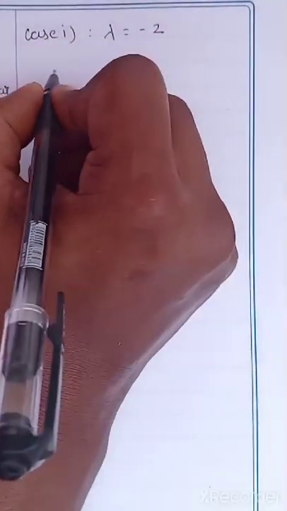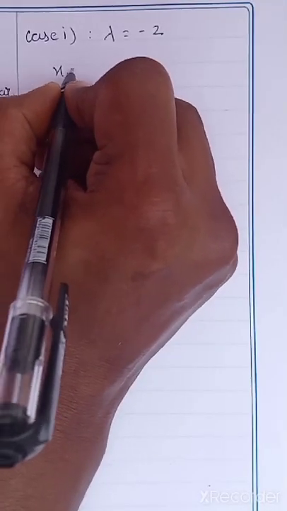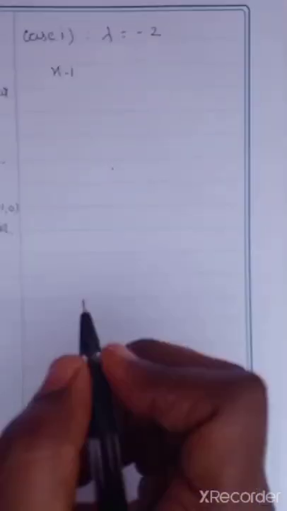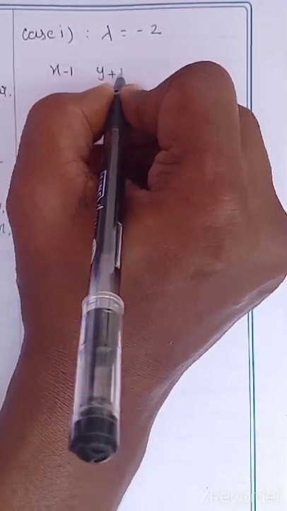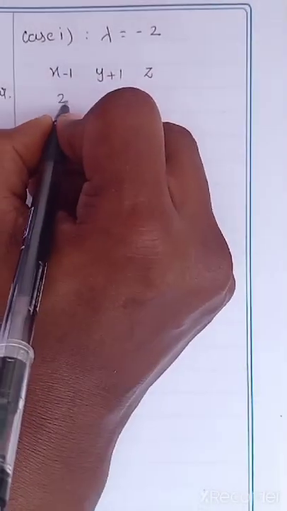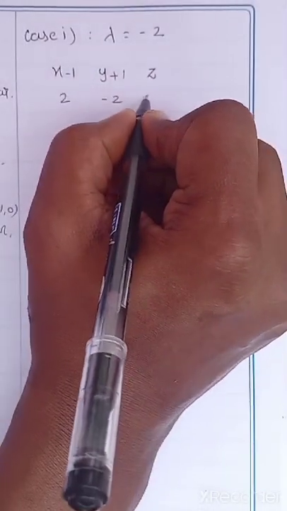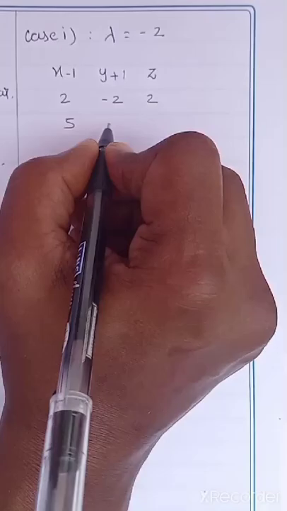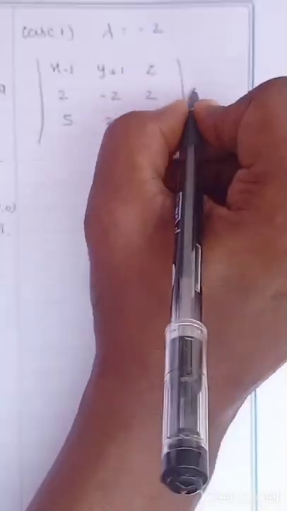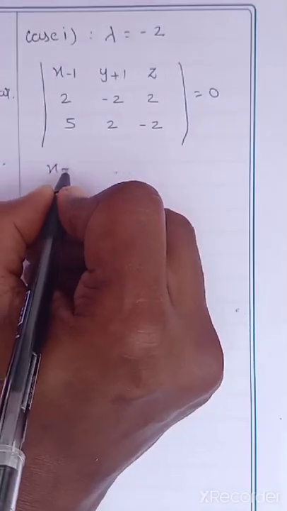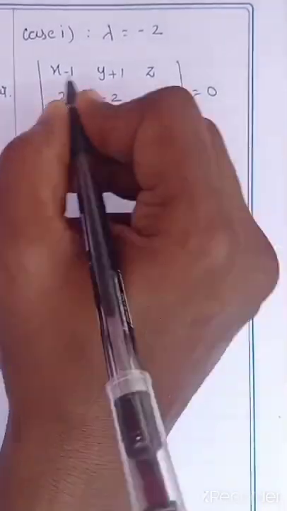Minus 2. So this equation will become x minus 1. We have to substitute x1, y1, z1 also. So x minus 1, y plus 1, z, 2 minus 2, 2, 5, 2 minus 2, which is equal to 0. So we have to define this one.